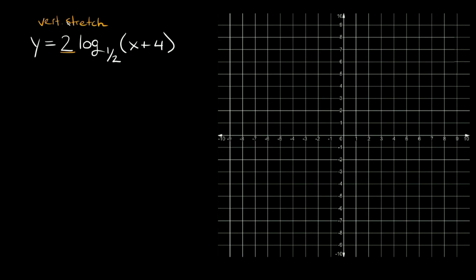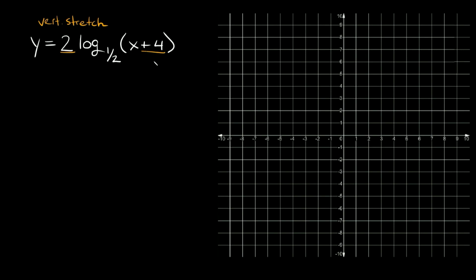Okay, and if it was less than 1, it would just be a vertical shrink. Now, the other transformation happening here is inside of these parentheses. So you can see we have x plus or minus some number. So whenever you see this, that indicates a shift left or right. And you always want to take the opposite number that's in here.